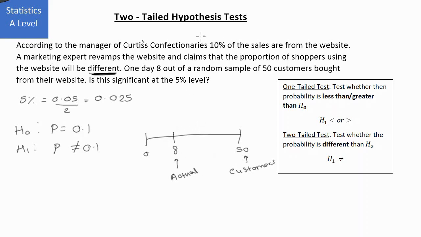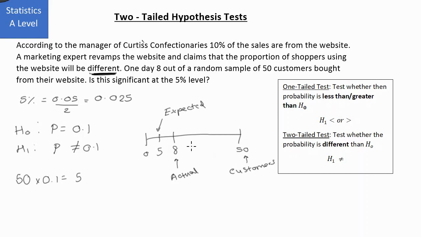Now, if the manager is correct, if we go with the null hypothesis, 10% of those 50 customers should buy from the website. So we're going to find 10% of 50, which is going to be 50 times 0.1, because that's 10% as a decimal, and it'll be 5. So we actually expect to get 5 customers buying from the website. That's our expected amount. However, we get 8.